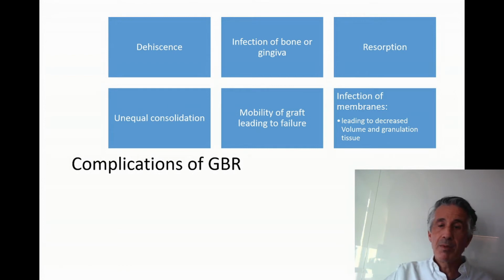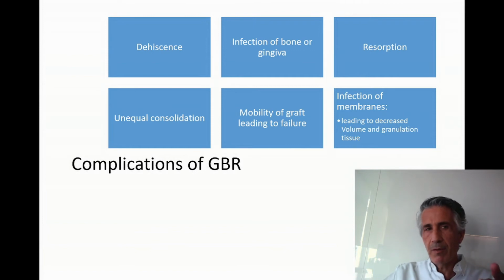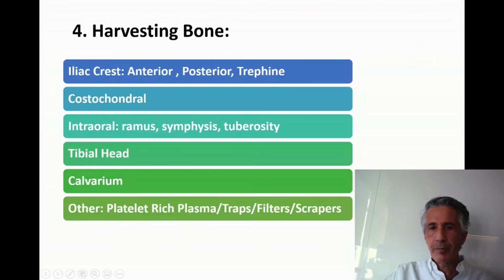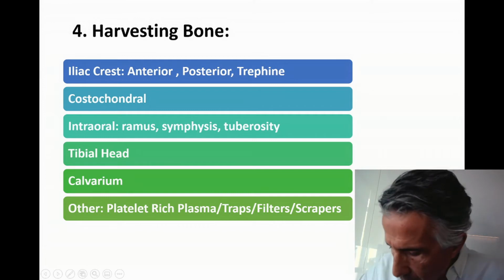Then the membranes, but now we're using more and more resorbable membranes, and if you tuck them away properly after 4 or 5 weeks, they resorb. Some of the older Gore-Tex membranes, all it took was a little corner to stick out, and the whole thing would be lost. So, where do we get all this bone from?